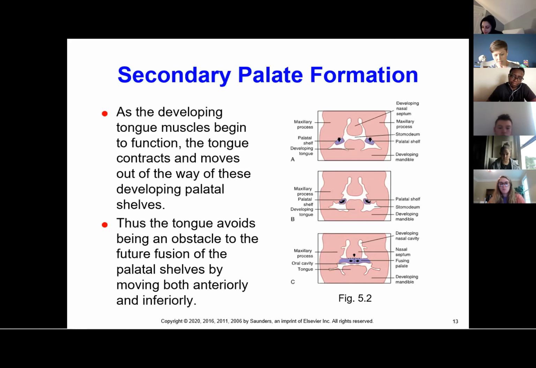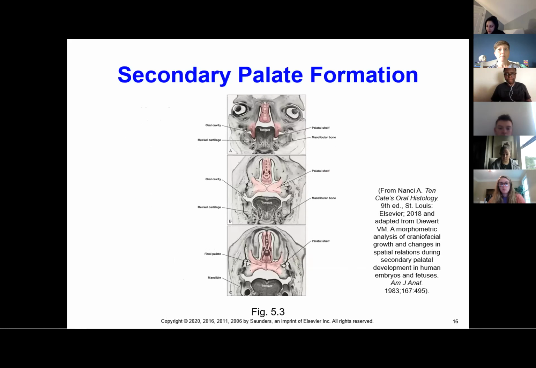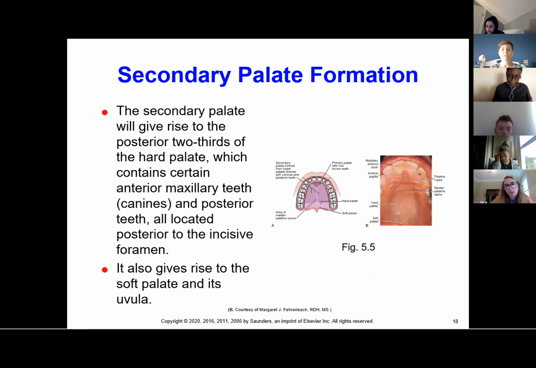All right. So the secondary palate, let's see if I can find that on here. The secondary palate, which are those two shelves that come together. The secondary palate are these two light purple, whereas the dark purple is the primary palate. The secondary palate will give rise to the posterior 2/3 of the hard palate. So the anterior 1/3 is the primary palate. The posterior 2/3 are the secondary palate. And these contain certain anterior maxillary teeth, which are your canines. And they also give rise to your posterior teeth, right?